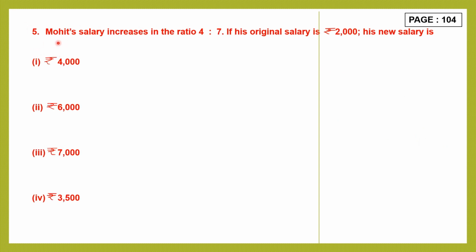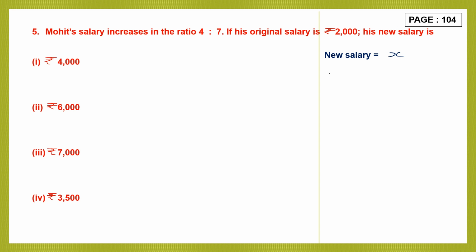Question 5. Mohit's salary increases in the ratio 4 is to 7. If his original salary is 2000 rupees, his new salary is which of these? Here they're saying his salary has increased in this ratio. So this is his original salary, 2000 rupees. So let's consider the new salary to be X. We don't know, we're going to find out.